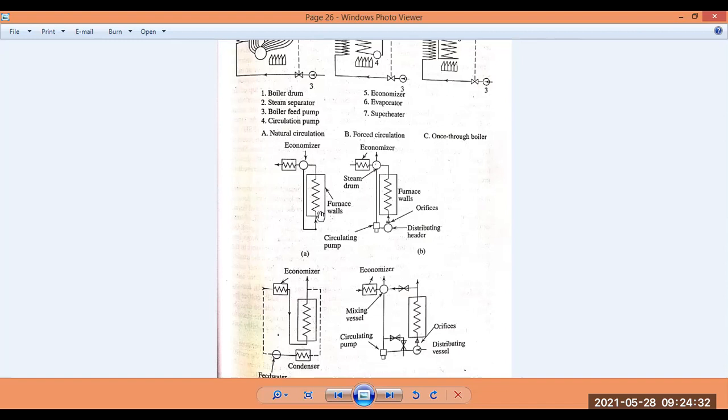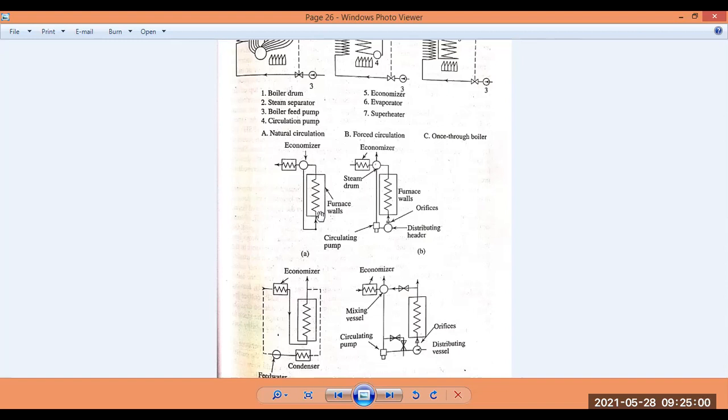So we have headers here. Headers, as I explained earlier, are nothing but a space or chamber where all the pipes carrying water, steam, or a water mixture are connected, so that everything is accumulated there and then goes to the next stage. Next, the riser itself. Downcomer water headers are all connected to the water tubes, and the furnace wall acts as the riser itself.